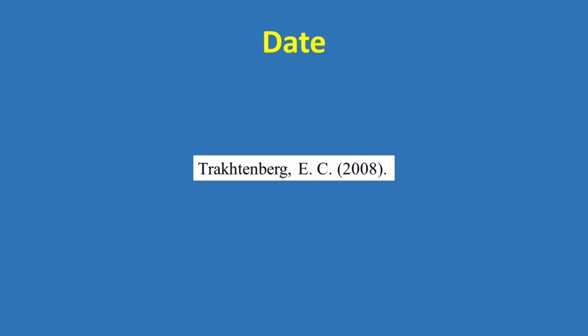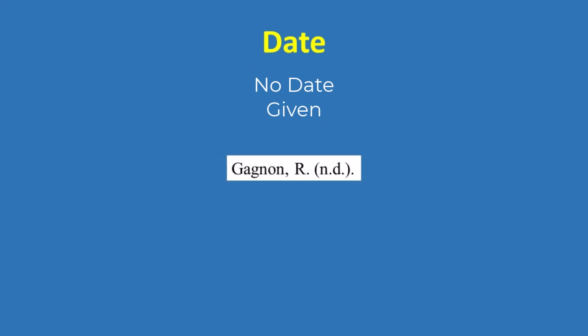Provide the publication date here in parentheses. This is usually only the publication year. For more exact dates, format as year, comma, month and day, or year, comma, season, depending on what is given in your source. If no date is available, this element is presented as N period D period in parentheses. My source gives year and season, so my date element looks like this. End this element with a period.